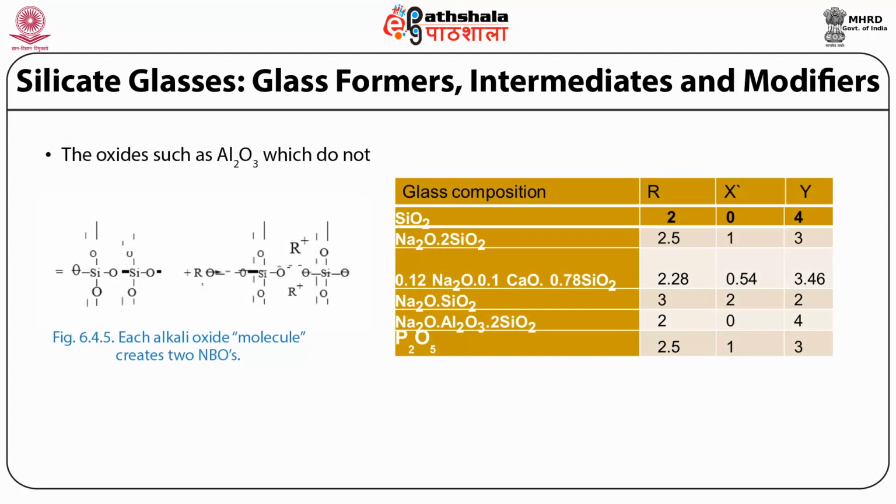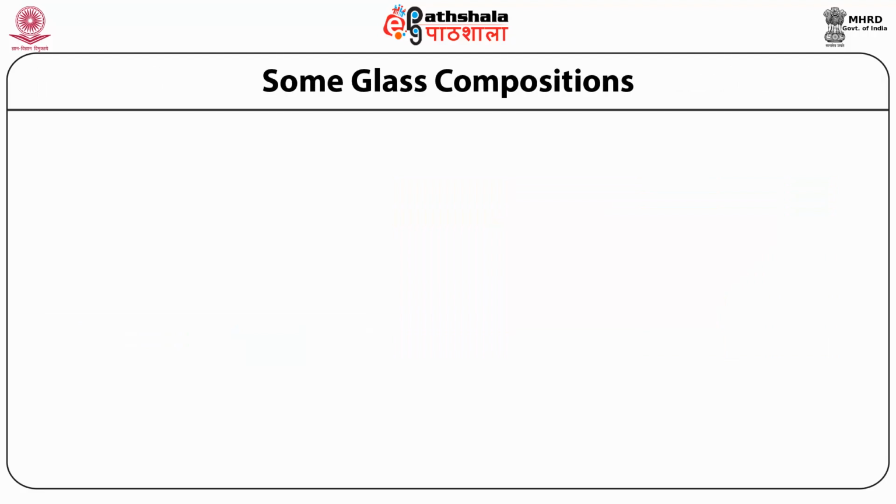The oxides such as Al2O3, which do not form glass by themselves but are able to form a glass when added to others, are called intermediates or conditional glass formers. Some of the examples of the network formers, intermediates, and modifiers in glasses have already been discussed earlier in the previous module. Now let's discuss some glass compositions.